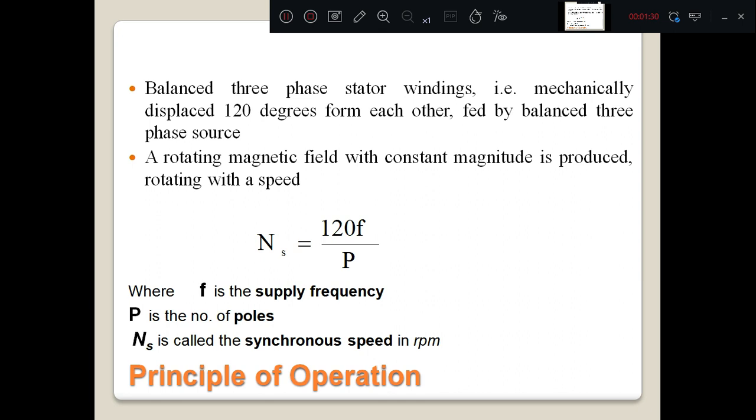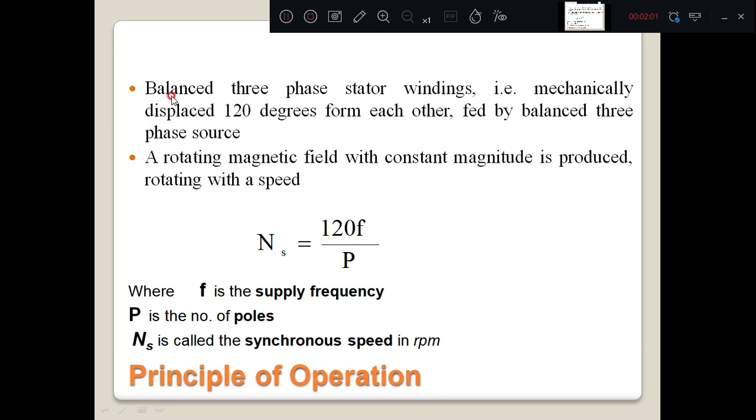When these three fluxes interact with each other, they produce a resultant flux having a magnitude of 1.5 times the maximum value of the flux. At the same time, it will rotate with a synchronous speed, that is given by 120 f by p, where f is the supply frequency, p is the number of poles, and ns is called the synchronous speed. It is the synchronous speed of a rotating magnetic field.